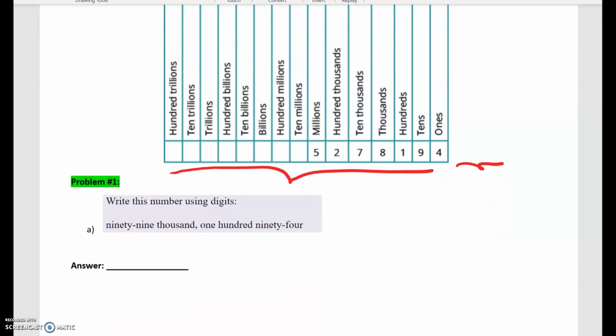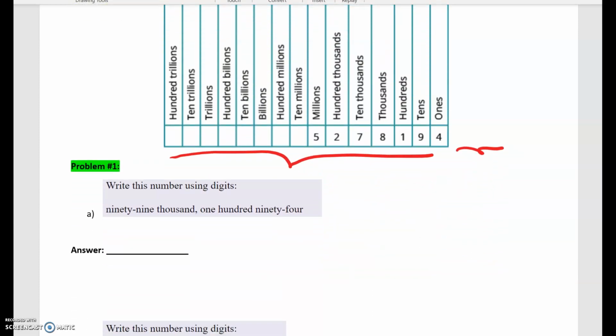So let's take a look at the first problem. On the first problem, all they want us to do is write it as a number. In this case, it says 99,000. So this is going to be 99, and then it says 194. So this one will just have comma 194.